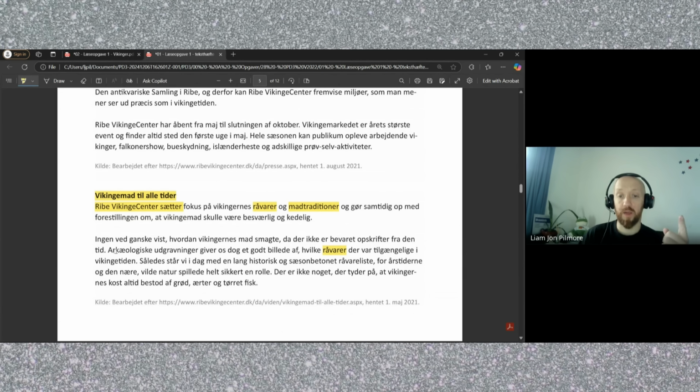Okay, and if I go back and read this entire sentence, arkeologiske udgravninger giver os dog et godt billede af, hvilke råvarer, der var tilgængelige i vikingetiden. And let me just go back and read the part before. Ingen ved ganske vist, hvordan vikingernes mad smagte, da der ikke er bevaret opskrifter fra den tid. Right? Nobody knows for sure how Viking food tasted because there's no preserved recipes from that time. But it continues, arkeologiske udgravninger giver os dog et godt billede.